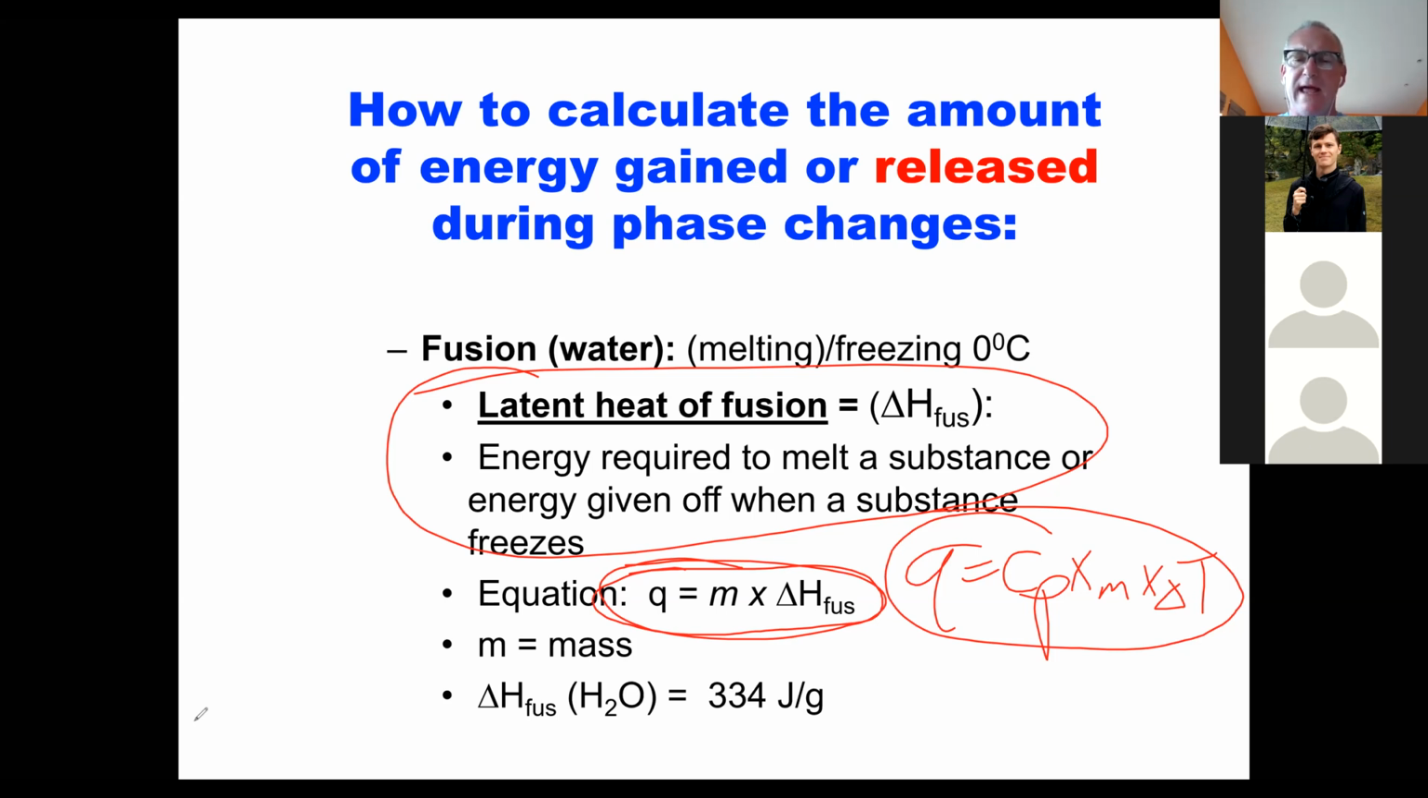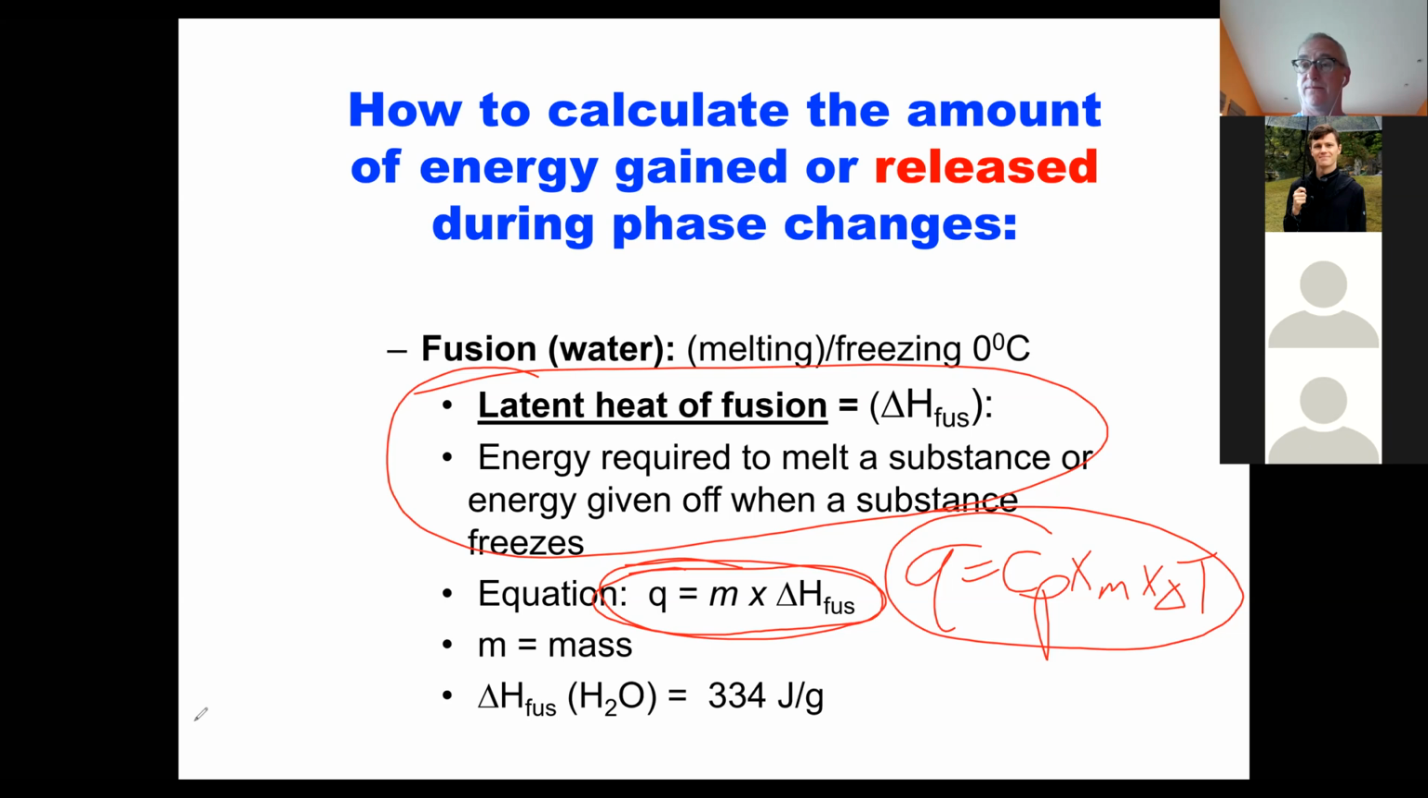But in a way, the latent heat of fusion basically takes the place of the specific heat. They're both a measure of how much energy is required per gram of a substance. So it's similar, but not exactly the same. So that's one difference. There's another one. There's no temperature?